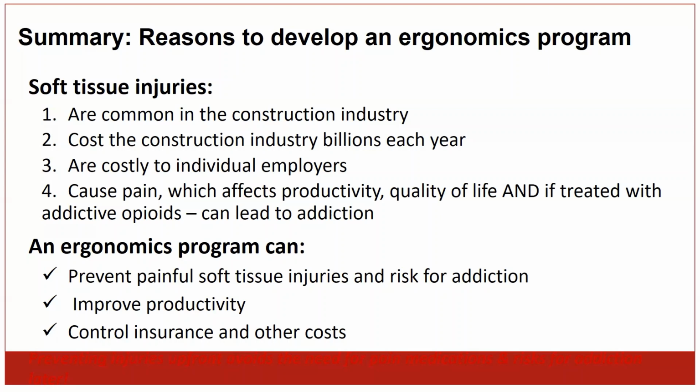The annual substance use calculator for a contractor with 100 employees in Missouri, for example, is more than $143,000 annually. Developing an ergonomics program at the company level or starting with a specific project can help your company prevent these painful injuries, reduce the need for pain treatments and risk for addiction, improve productivity, and control insurance and other costs.